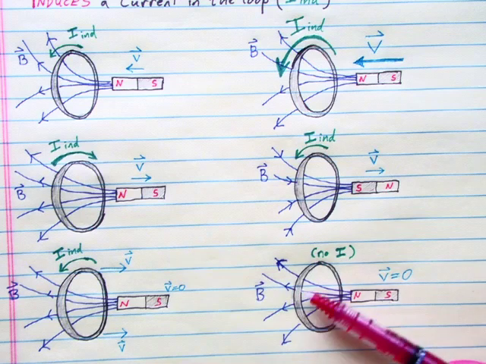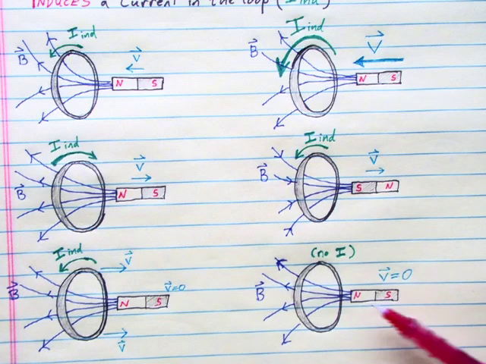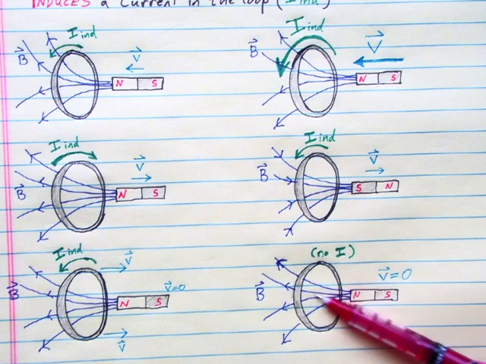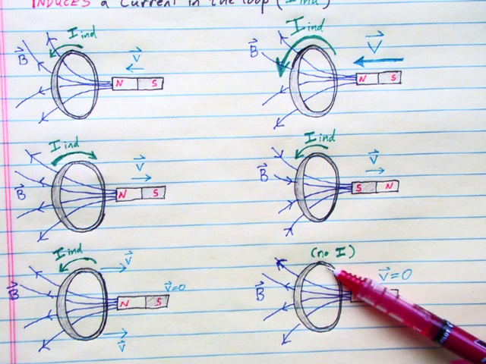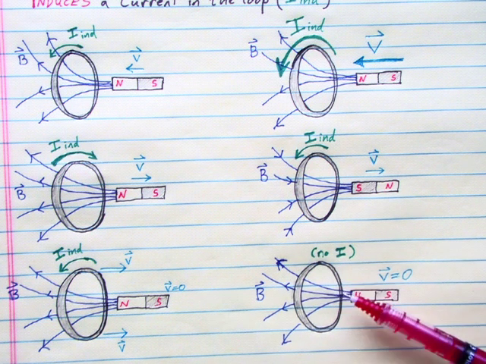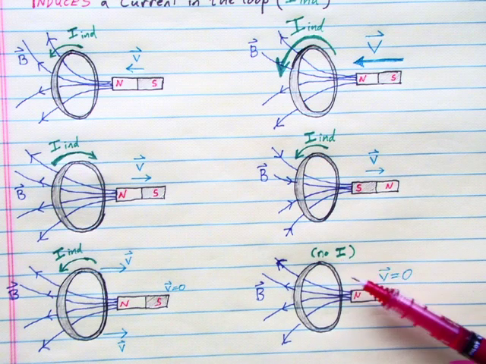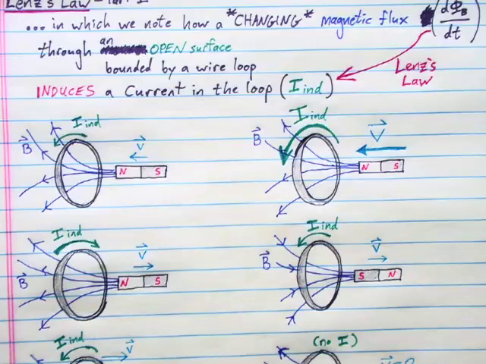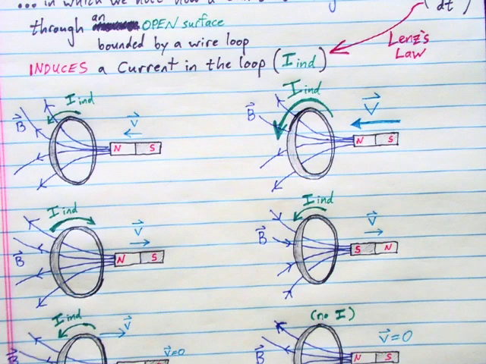Lastly, if we held both the loop and the bar magnet still, we would see no current in the loop. So a magnetic flux is insufficient to produce a current. There is a magnetic flux through the loop here, but no current. That flux has to be changing for the current to be induced. So how do we explain this sort of thing?